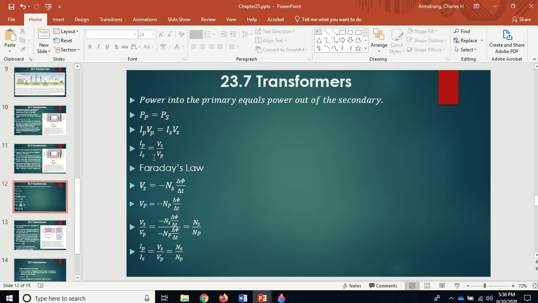And then we go back to this equation, but just add the last little step. Since Vs over Vp equals Ns over Np. So now we've got this right here.